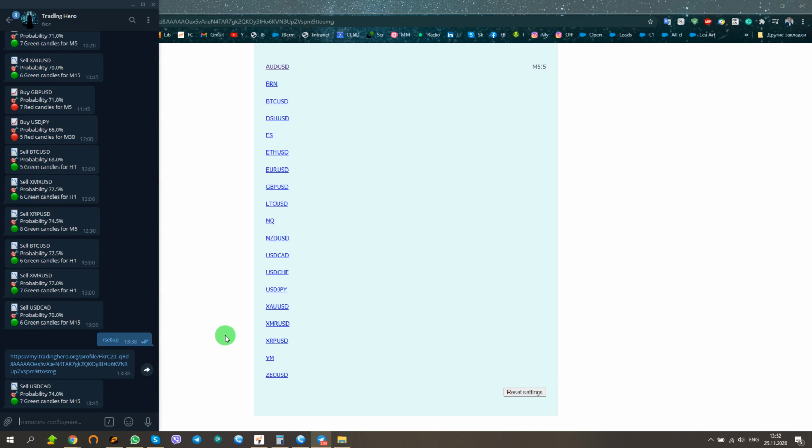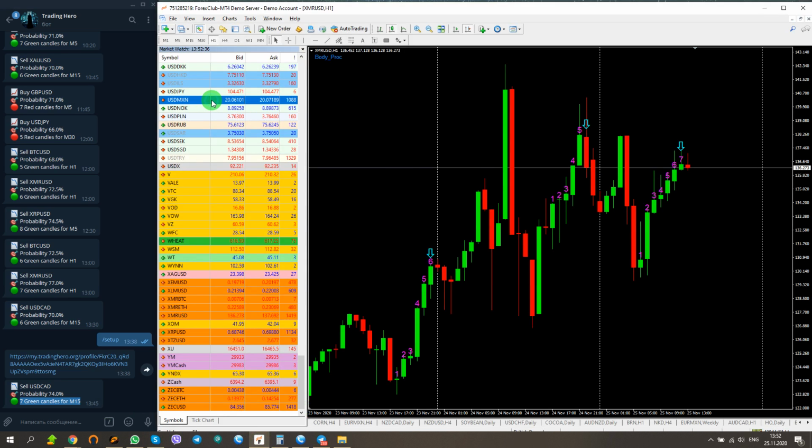So let's get back to the signals. The signals look like this. For example, we have a sell on USD CAD with a probability of 74%. It means that this is the probability that the next candle will be a different color. In this case, it should be red after 7 green candles in a row. So let's look at it right now. To do it, we should get back to MetaTrader 4 and find USD CAD on the M15 time frame.